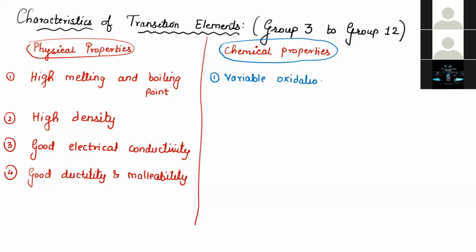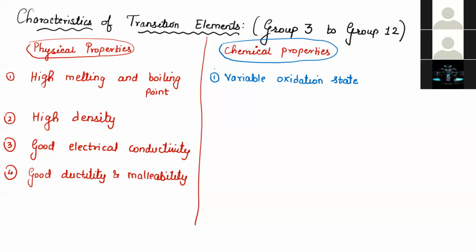oxidation states. Now, what do we mean by variable oxidation state? When we talk about group 1, they have a specific oxidation state that is +1, means valency is +1 for all group 1 elements. For group 2, it is +2. So means it is specific. But when we talk about these transition elements which are in the middle, and all these transition elements are metals actually.